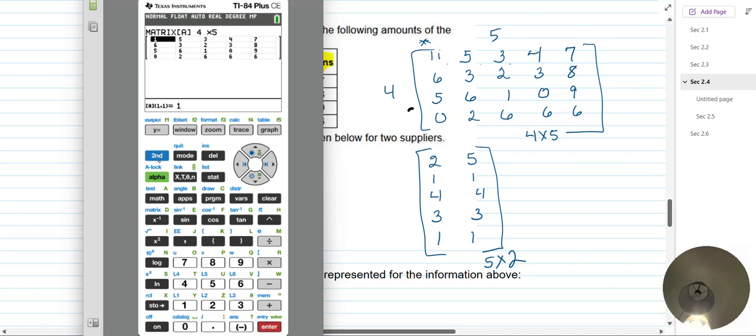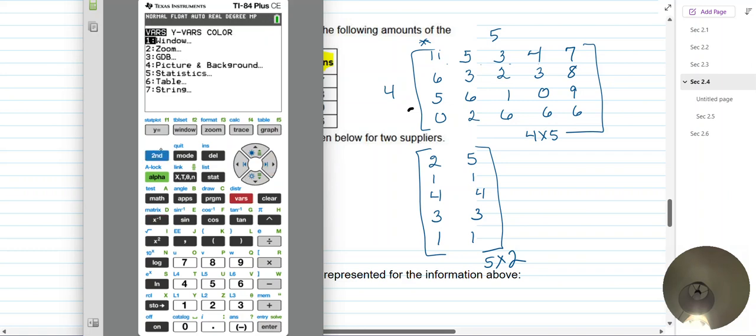All right. So I'm going to go second matrix. I'm going to edit and I'm going to do a B. Oops. Second matrix. Sorry about this. And I'm going to edit. I'm going to go to B. Enter. And this is a 5 by 2. And I'm going to enter 1 and 1, 4 and 4, 3 and 3, and a 1 and 1.